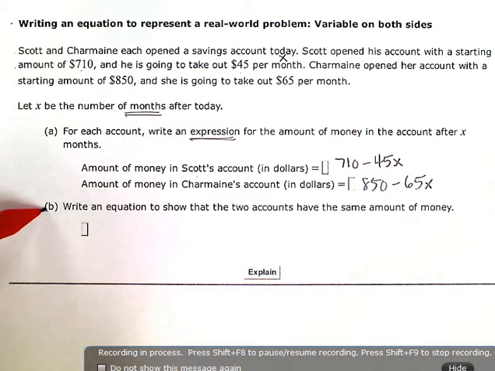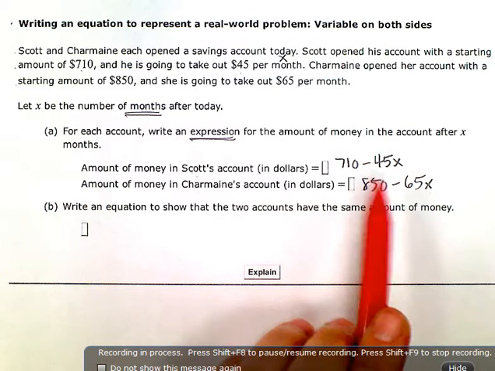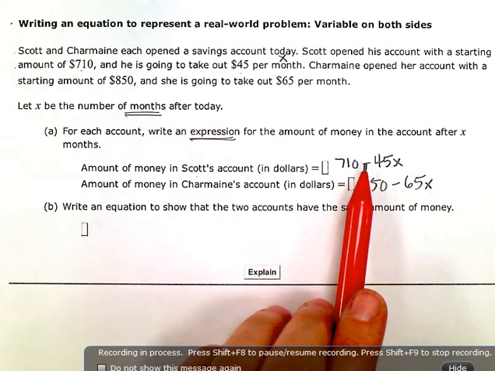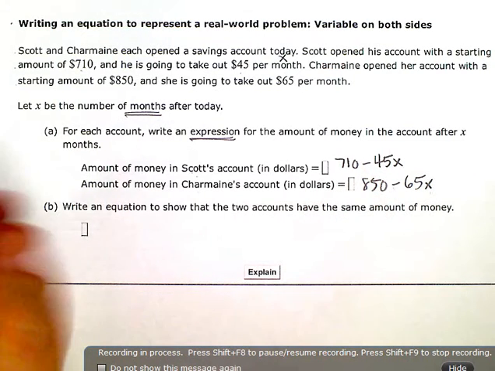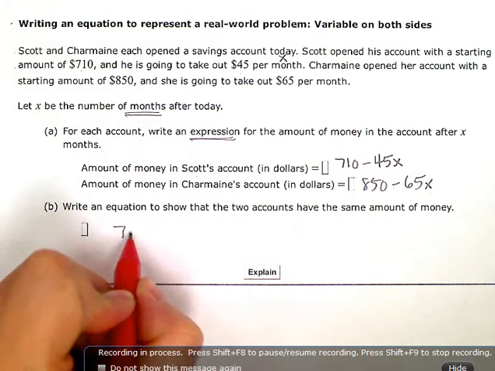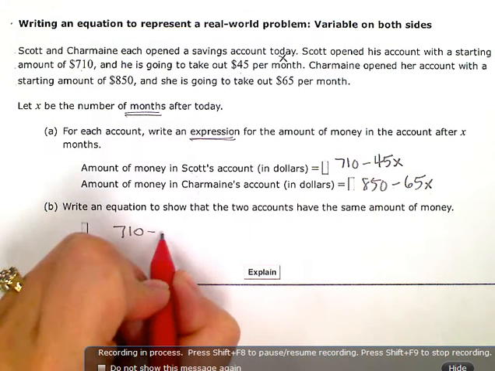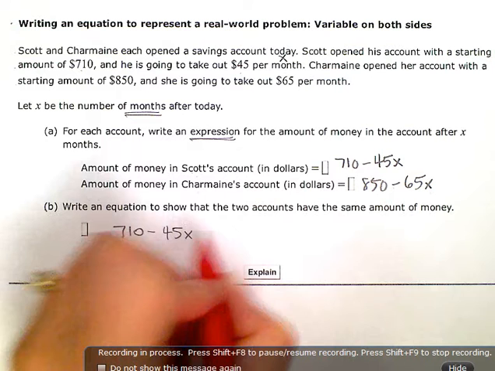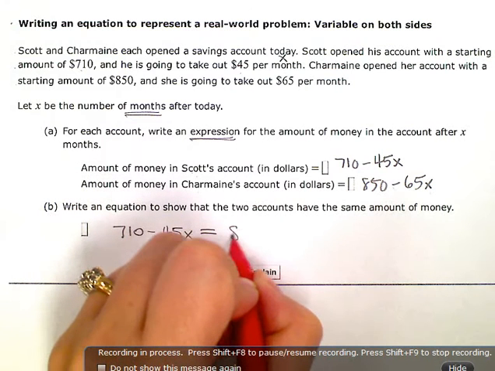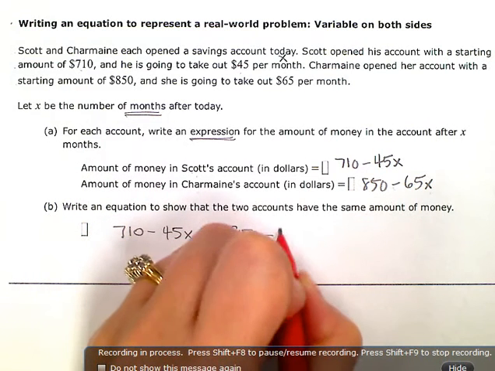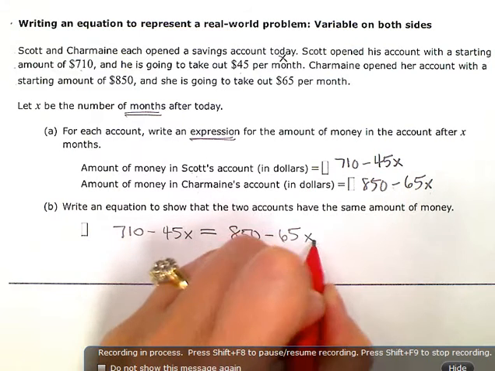Now, part B, it says write an equation to show that the two accounts have the same amount of money. So I want to know, when do these two accounts equal each other? So I'm just going to now link them together with an equals. And that's my equation.